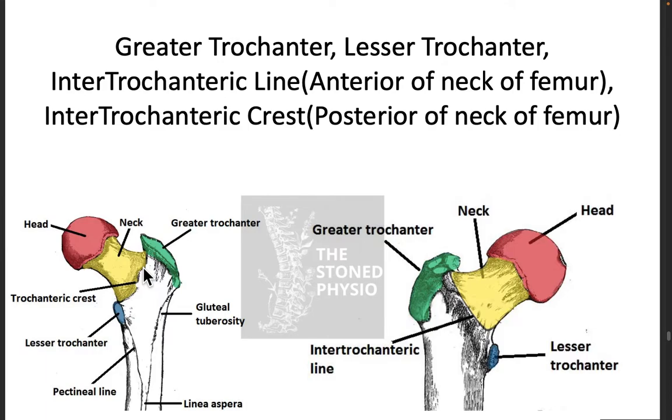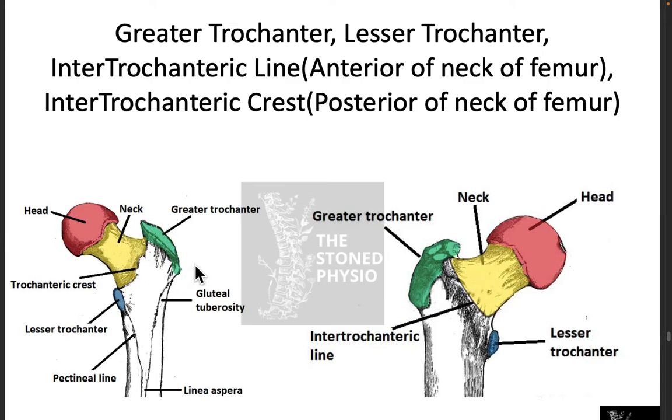So we have talked about the greater trochanter and the lesser trochanter. Okay, this is the greater trochanter. Let's not talk about the muscle attachments right now. We are just looking at the structure of the bone. So this is the greater trochanter on the lateral-most side, and the lesser trochanter on the medial-most side. Unlike the humerus, where the greater tubercle was on the lateral side and the lesser tubercle was on the anterior side, here both these trochanters are opposite to each other. This is the greater trochanter, this is the lesser trochanter.